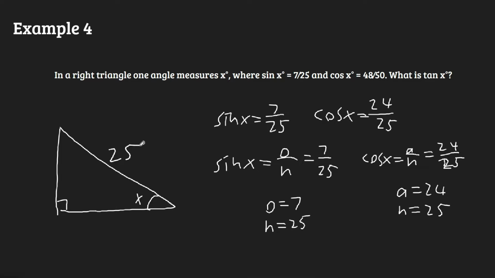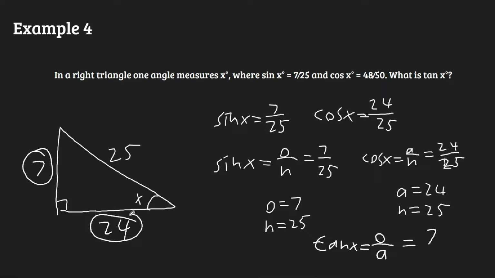So the opposite, I said, was equal to 7, so the opposite to angle x is 7, and the adjacent is equal to 24. And I'm looking for the tangent of x, and remember everyone, the tangent of any angle is equal to opposite divided by adjacent, so that again is from the SOHCAHTOA acronym. So if we take the opposite of x, that's going to be 7. And if we take the adjacent to x, that is going to be 24. So it will be 7/24.